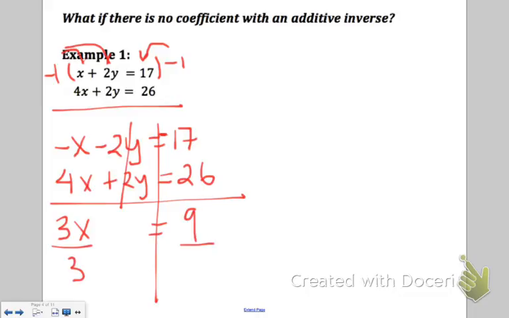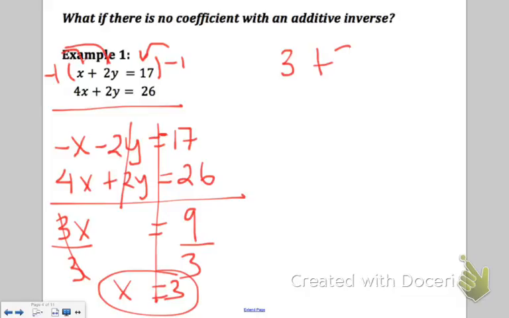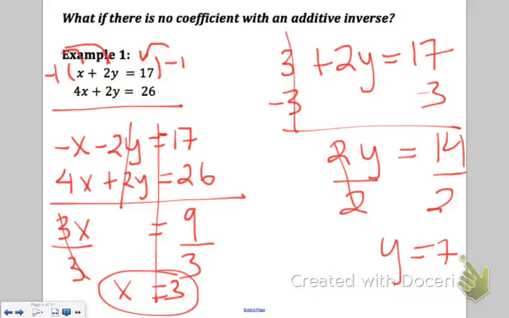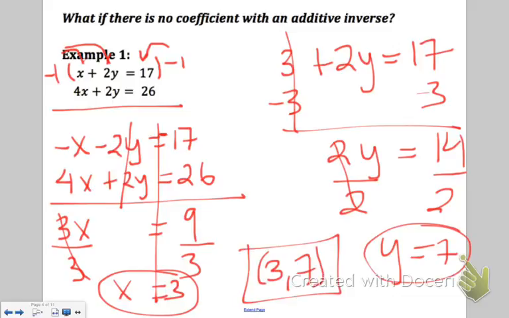If we divide 3 on both sides, we find that x is equal to positive 3. So if you notice, these two equations are actually exactly the same from the previous one in which we did the elimination review. So if I substitute x to be 3, we'll get the same value of y. I'm going to subtract 3 on both sides, and we have 2y equals 14, which means if I divide 2 on both sides, I get y equals 7. And our ordered pair is (3, 7), which is the point of intersection.